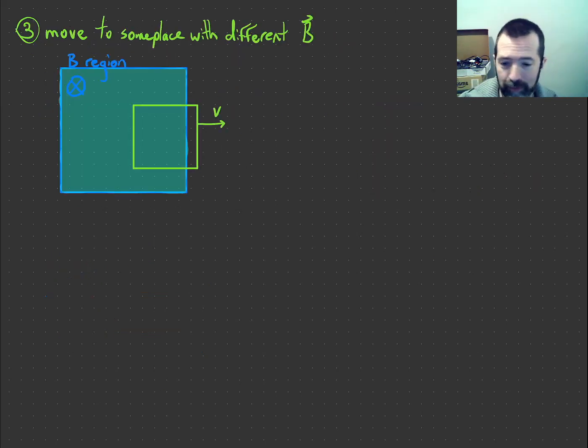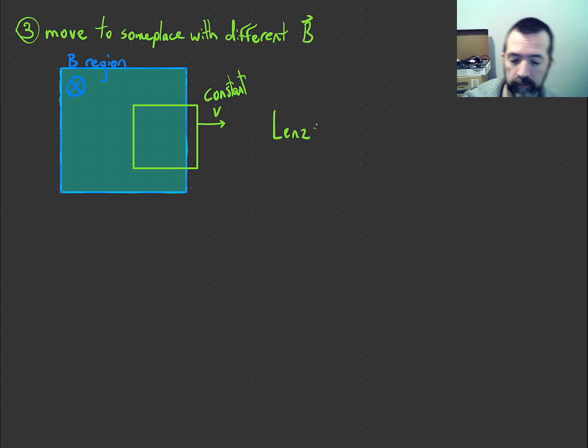Okay, example 3. I'm going to be physically dragging this loop of wire out of the magnetic field. So the blue box is a big region where there's a uniform field. I'm saying that that field points into the screen. And the loop is being pulled out at some constant velocity v. Although I guess it could be instantaneous, so it doesn't really matter.